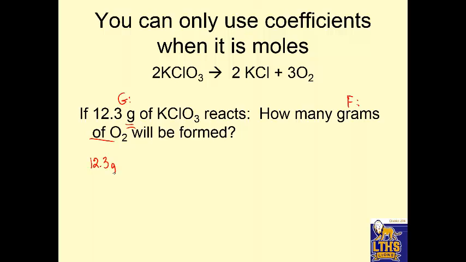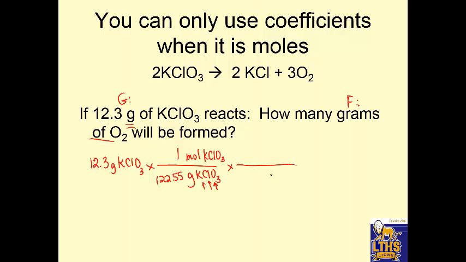Luckily, we spent time using the periodic table to figure out how to change grams into moles. So I have to get rid of grams of potassium chlorate and change it into moles of potassium chlorate. The way I do that is I use the periodic table. Every time it's moles and grams, moles are number 1, I go get the grams from the periodic table. It's 122.55. I add up potassium plus chlorine plus 3 oxygen.